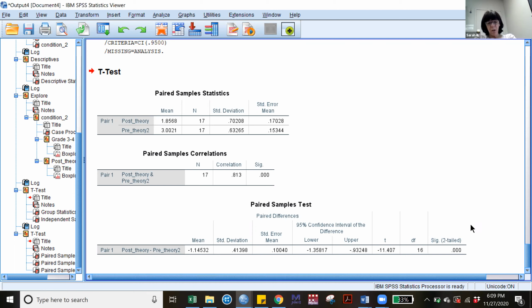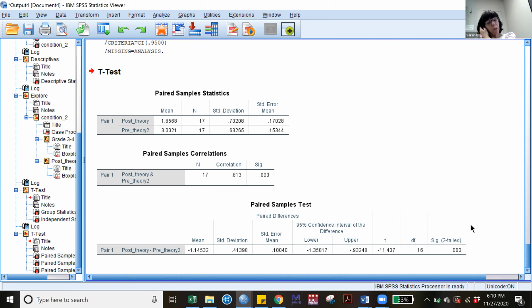So the null hypothesis that there's no change from pre to post is rejected. There is a change from pre to post that is statistically not likely due to chance, and in particular, the people in the malleable treatment condition moved to have a theory of ability that was more malleable than it had been prior to treatment.